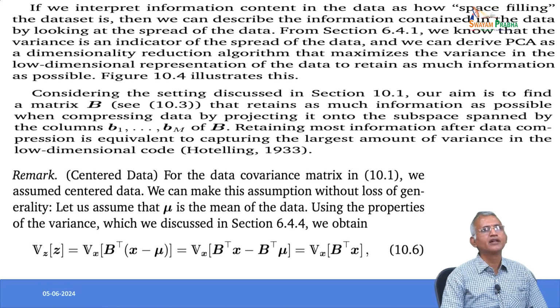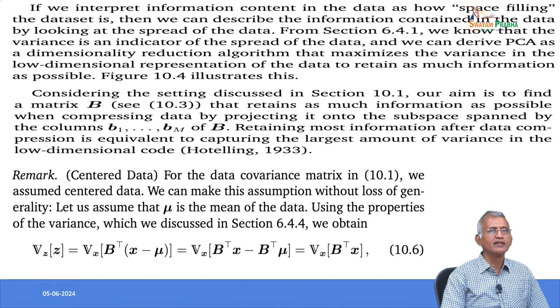So, if we interpret the information content in the data as how space filling the data set is, then we can describe the information contained in the data by looking at the spread of the data. We know that the variance is an indicator of the spread of the data, and we can derive principal component analysis as the dimensionality reduction algorithm that maximizes the variance in the low dimensional representation of the data to retain as much information as possible. Figure 10.4 illustrates this.